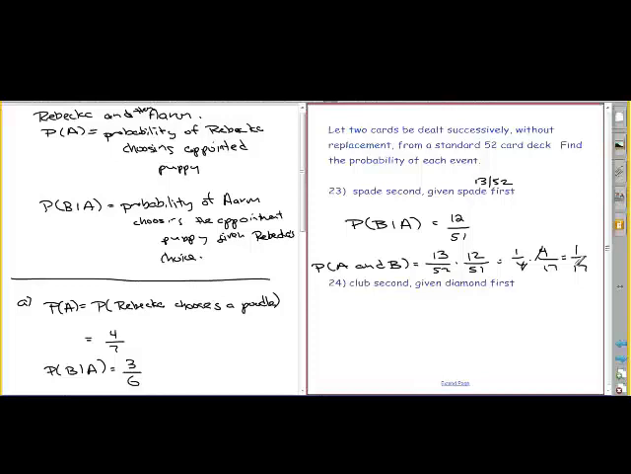So the probability of taking a deck of cards, randomly picking 2 cards, if the first card is a spade, what's the probability of picking 2 spades, basically? And it's not just 13 out of 52 divided by 13 out of 52. That would be the case if you put the card back in. But because we're not putting the card back in, you have this conditional probability.